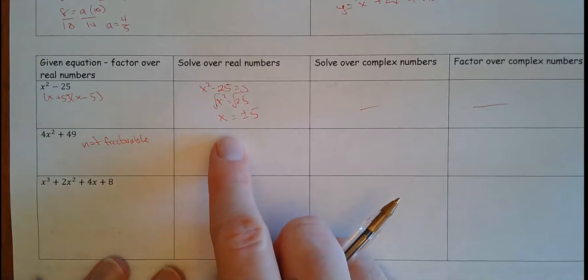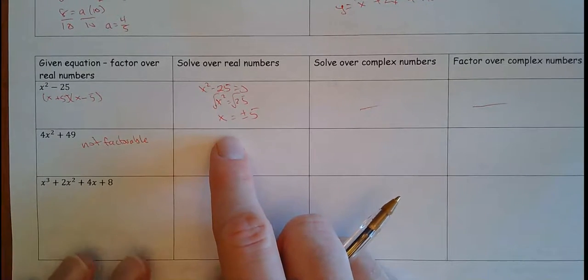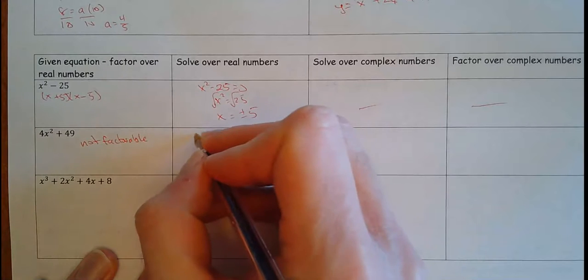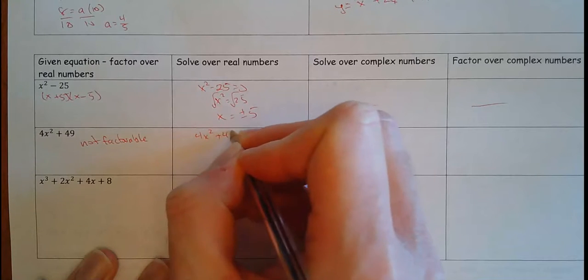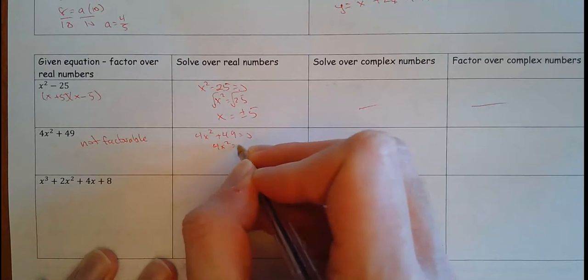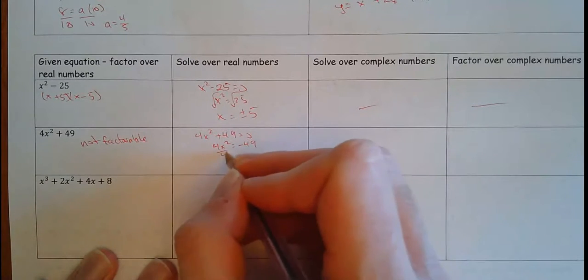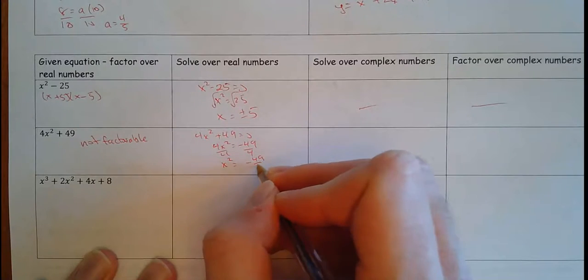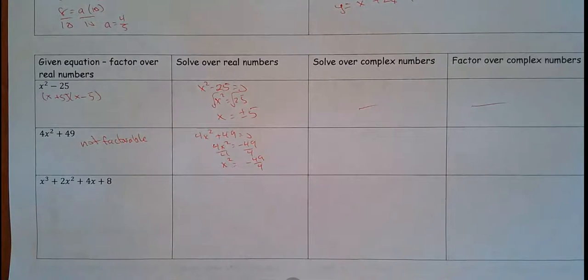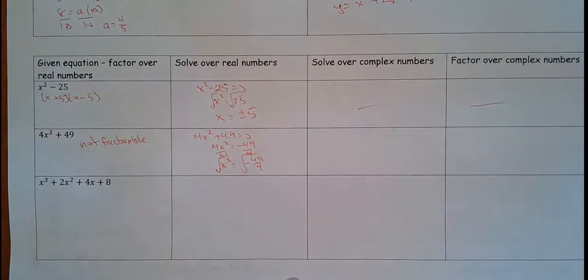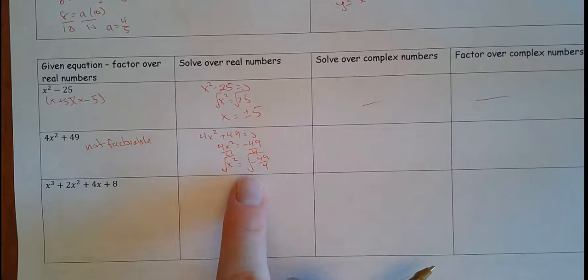Now, could I solve it over the real numbers? Maybe I still could, so I'm going to try to solve that. I've got 4x squared plus 49 equals 0. Bring the 49 over: 4x squared equals -49. Divide by 4. And when I try to square root here, you'll see I can't square root, there's a negative. So I can't solve over the real numbers.